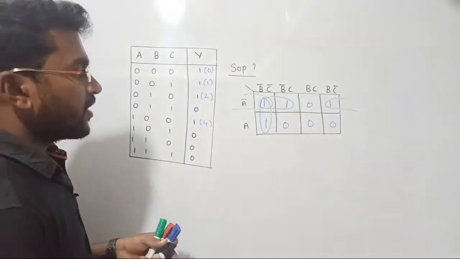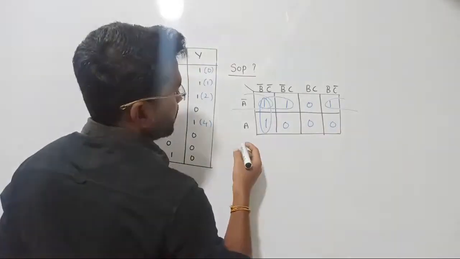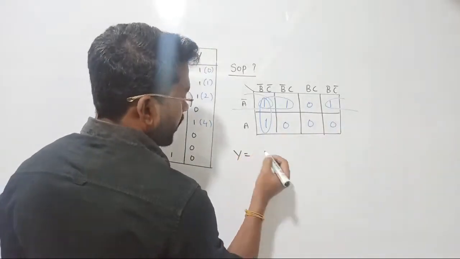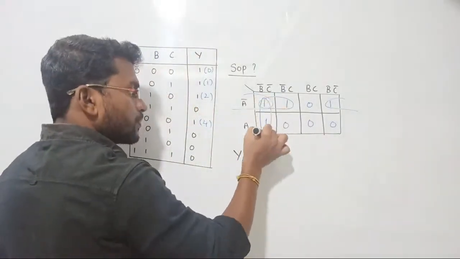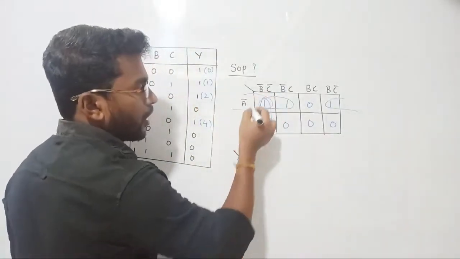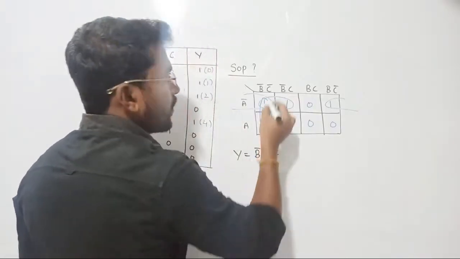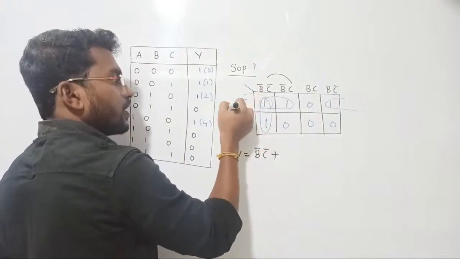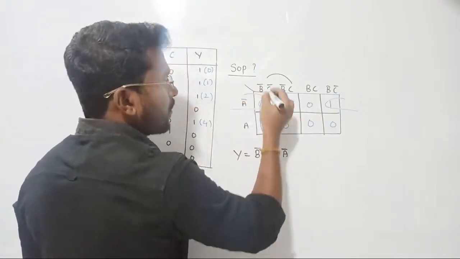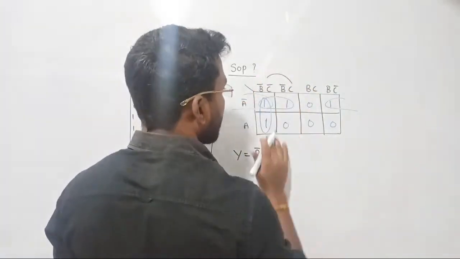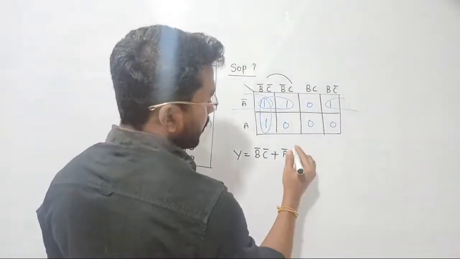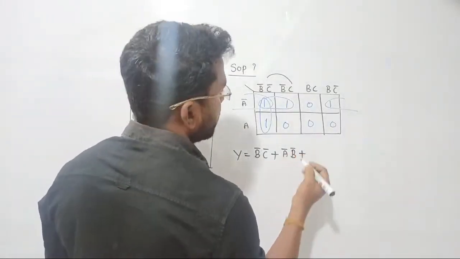Now let's write the answer for this function. The output Y can be simply written as: for this group, A plus A bar will be 1, so 1 into B bar C bar is going to be B bar C bar only. Plus, for the cells in between these two, in the row we have to consider A bar, whereas in the vertical we have to consider the common term, B bar. So that is going to be A bar B bar.